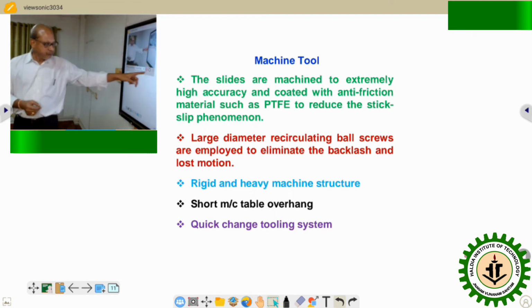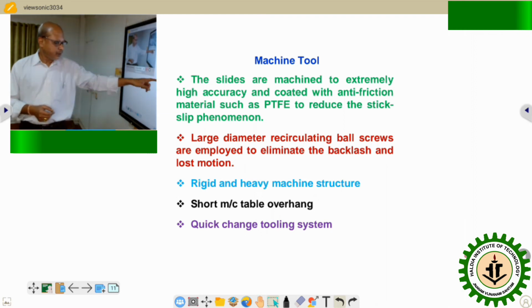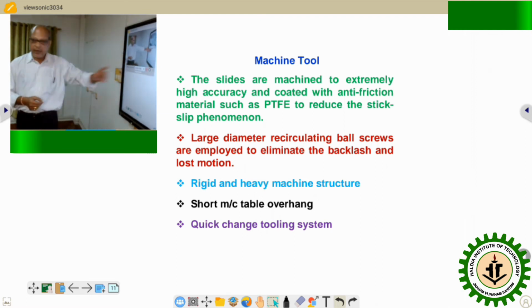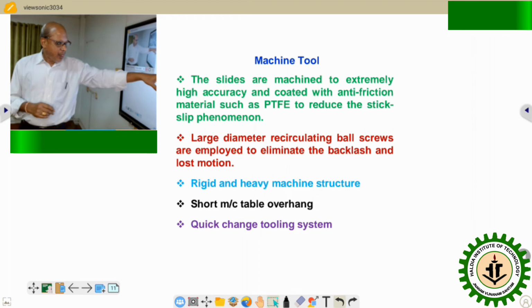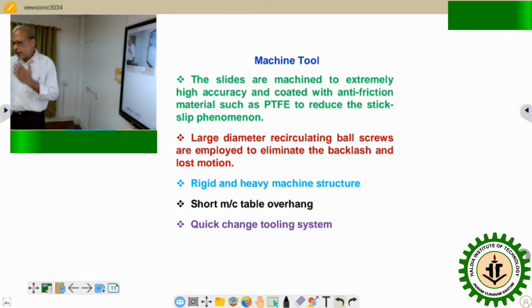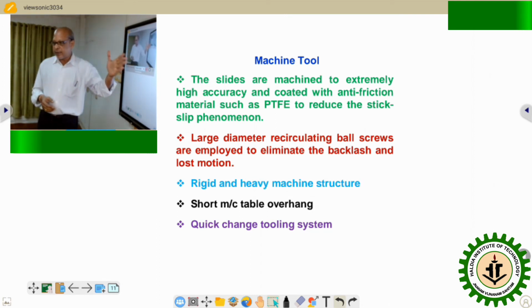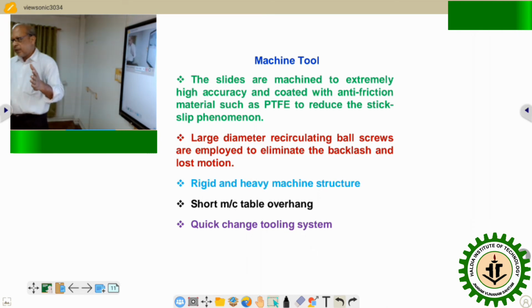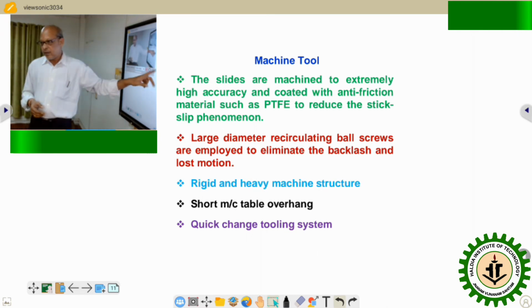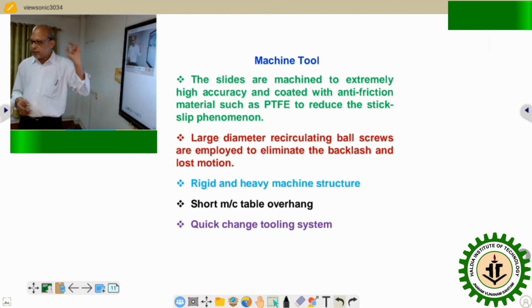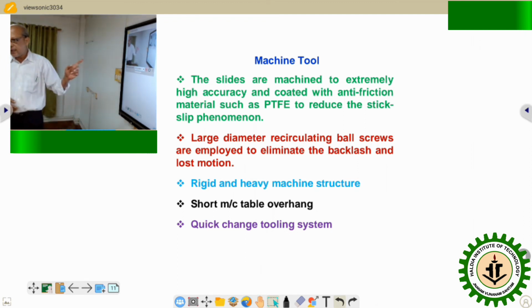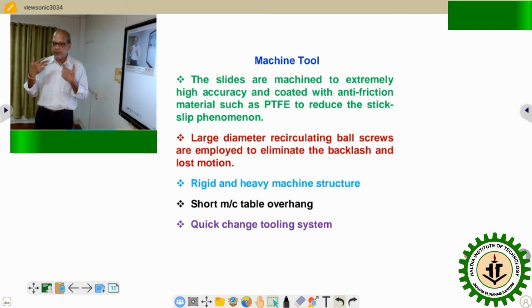Large diameter recirculating ball screws are employed to eliminate backlash and lost motion. Lost motion we will discuss in detail afterwards. Conventional lead screws use Acme threads in general purpose or other machine tools, but those are replaced by recirculating ball screws, so that the transmission efficiency will be much higher as compared to the conventional lead screw. So that again contributes to the increase in transmission efficiency.